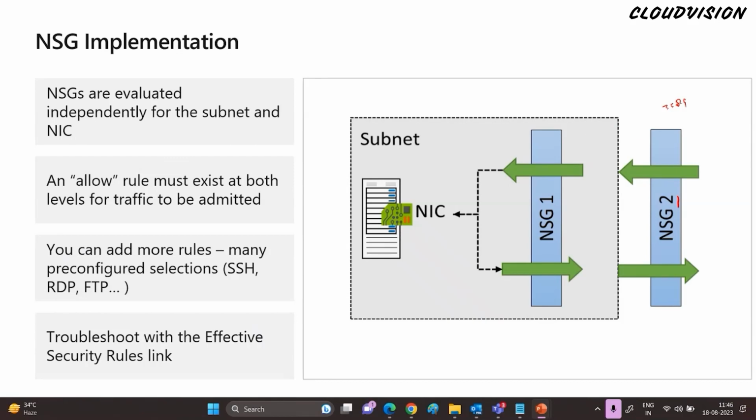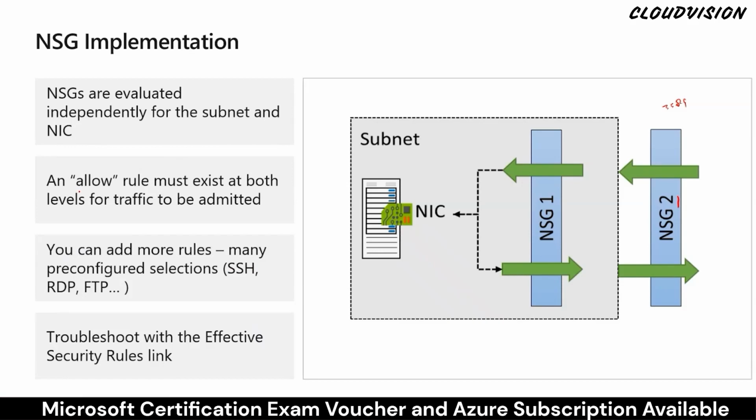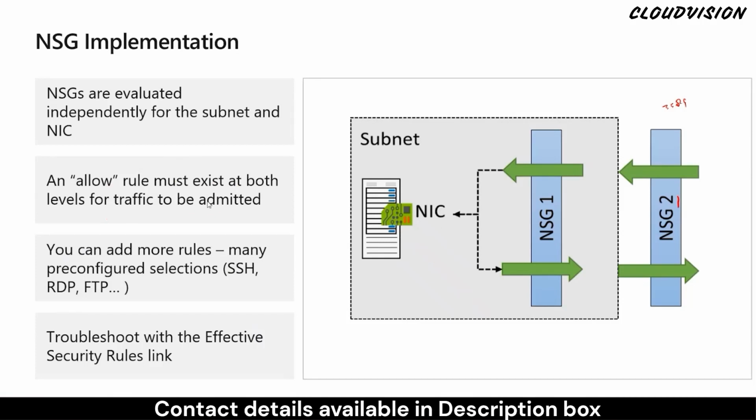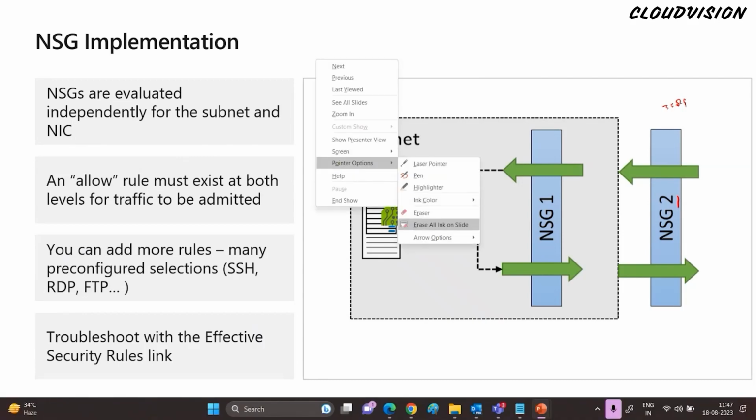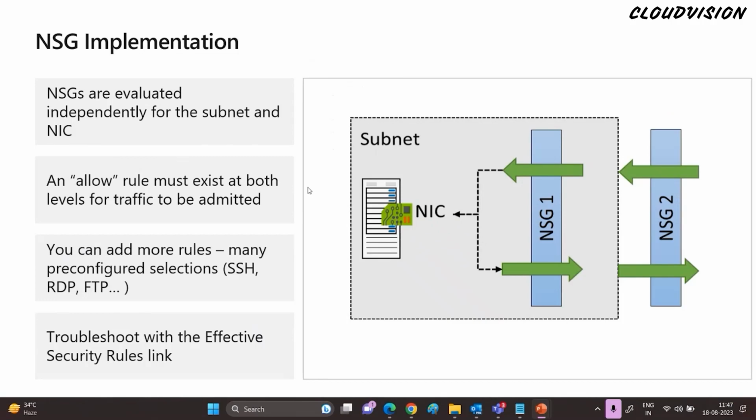So do remember, whenever it comes to NSGs and you want to allow the traffic, make sure the allow rule must exist at both levels for traffic to be admitted. Otherwise, the traffic will be denied. So these are the key pointers which we have to keep in mind while having two NSGs together.